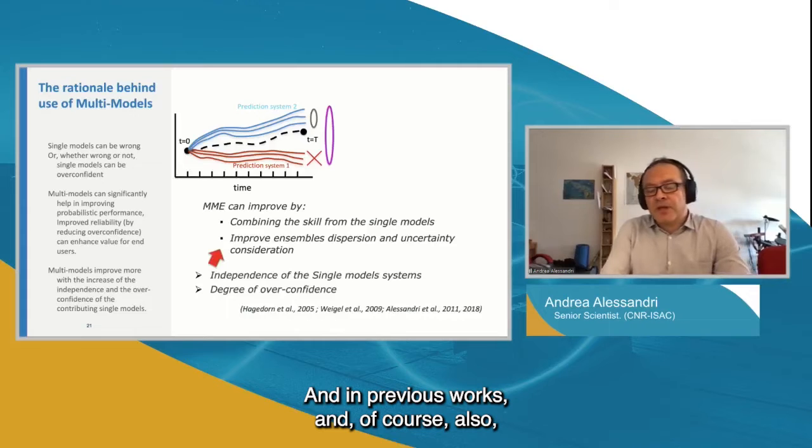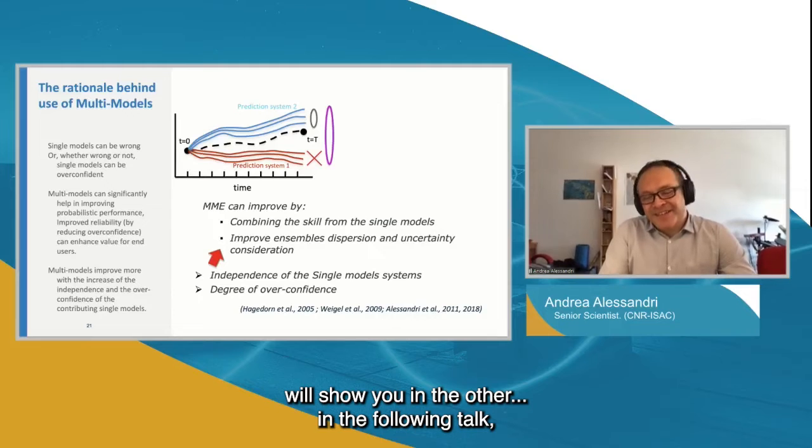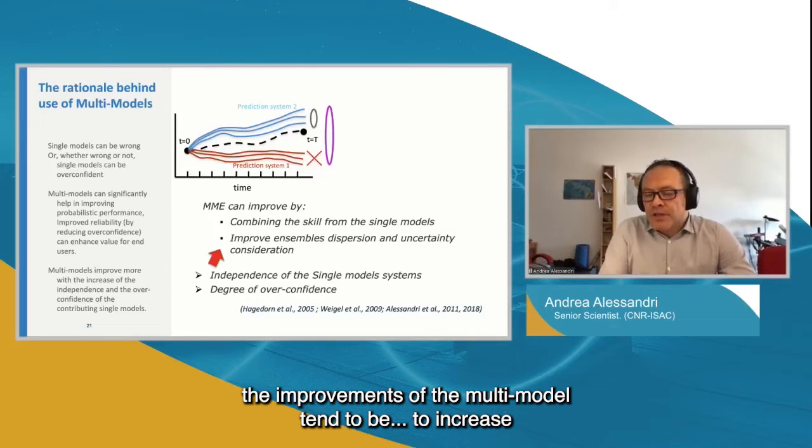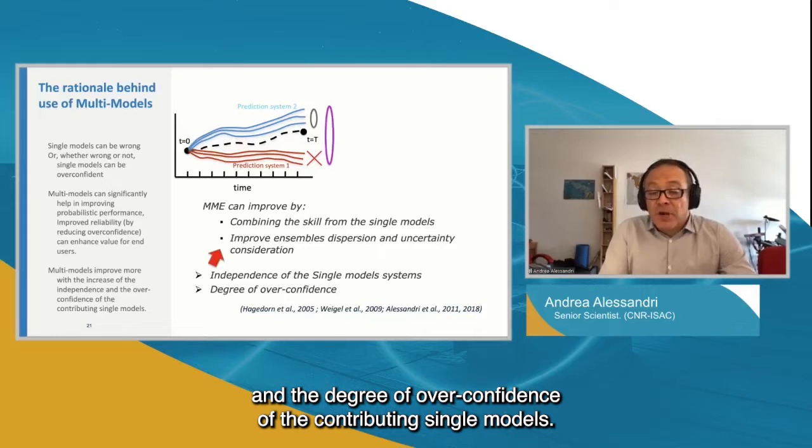In previous works, and of course also in the work we did in SECLI-FIRM, which Christian and Franco will show you in the following talk, the improvement of the multi-model tends to increase with the increase in the dependency of the single model systems and the degree of overconfidence of the contributing single models.